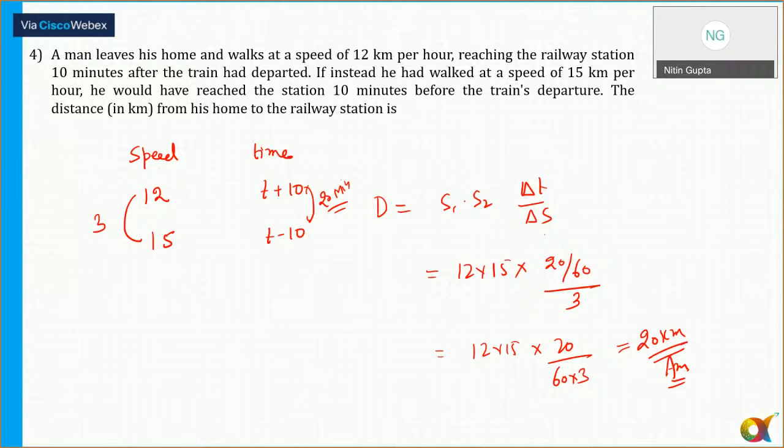We have discussed that approach in the class and I told you this is the easiest way. We can also use arithmetic mean and harmonic mean. We can also work on the ratio. Yes, you can also do it that way. You can also equate the equations. Distance is equal to 12 into t plus 10, which is equal to 15 into t minus 10. Solve it, you'll get the value of t, then substitute it back and you'll get the distance, isn't it?